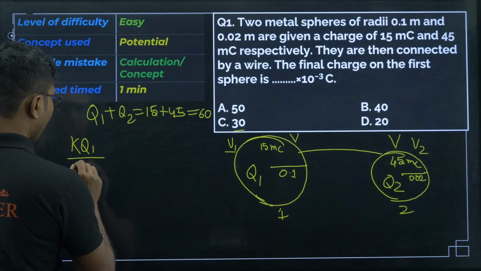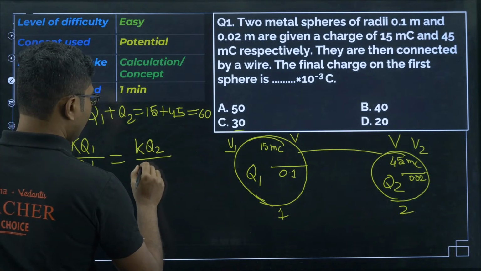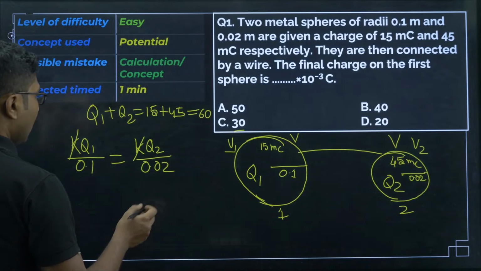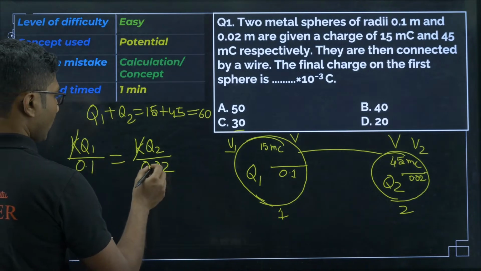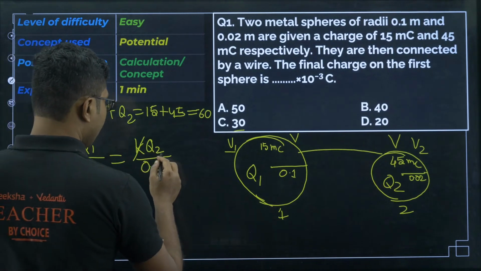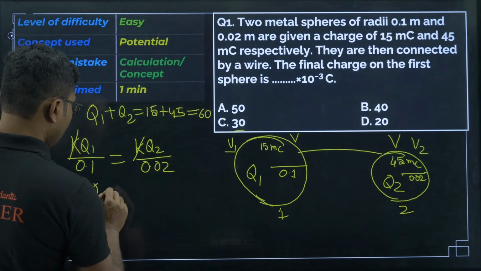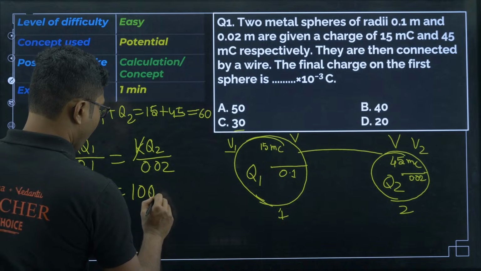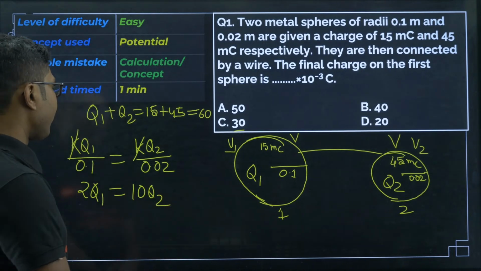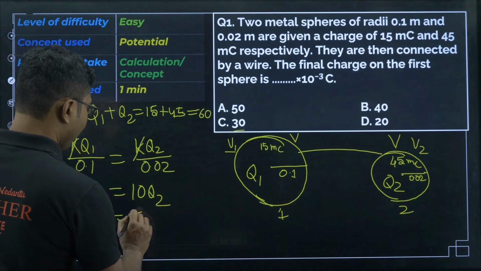KQ1 by 0.1 equals KQ2 by 0.02, this is the shortcut way. K cancels. Now you put it, so it will be 10 if you multiply by 100, so 2Q1 equals 10Q2. Do the cross multiplication, you can find that out, right? Or Q1 is basically 5Q2.